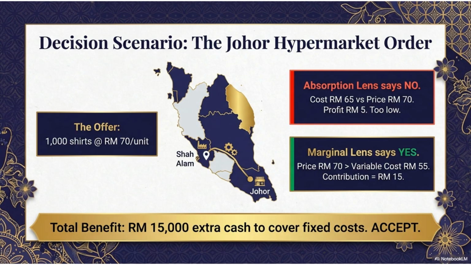Consider a decision scenario. An offer for 1,000 shirts at RM 70 per unit. The absorption lens says no, as the RM 65 cost yields only RM 5 profit. However, the marginal lens says yes, because the RM 70 price is above the RM 55 variable cost, generating a RM 15 contribution. This provides RM 15,000 extra cash to cover fixed costs.